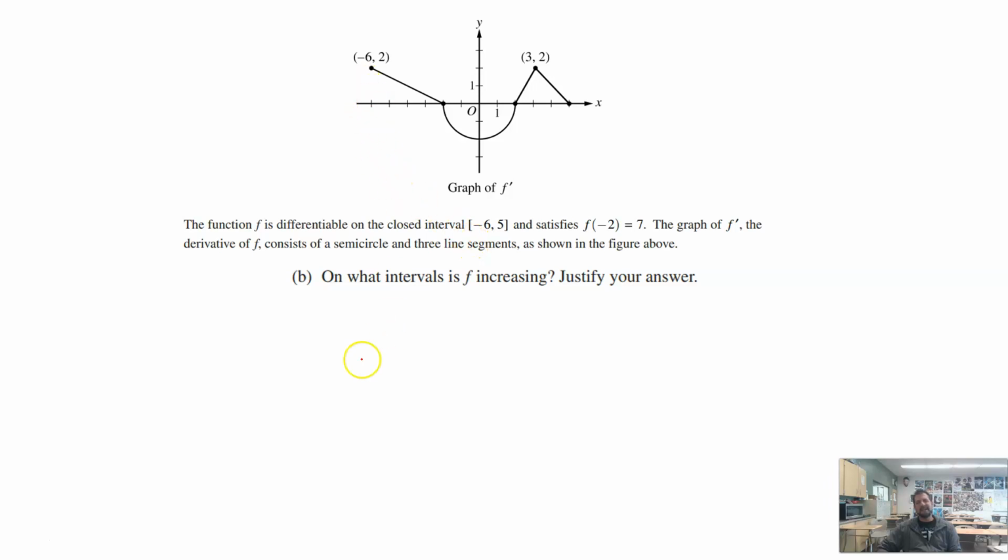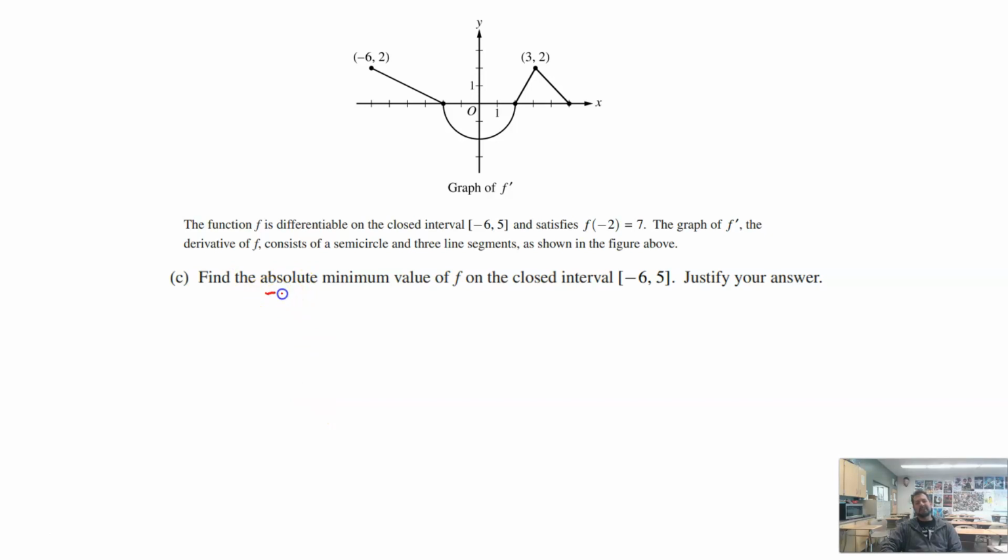Well, that's just any interval where f prime is above the x-axis, because this is the derivative. So I would say from -6 to -2, always using x values to describe, and from 2 to 5 are the two different places. The only reason I know that is because the derivative is greater than 0. That's it. That's all you have to say, and you have your answer for that particular problem.